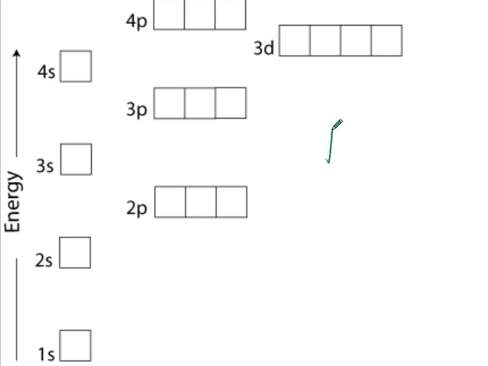Let's look at a nitrogen atom. Nitrogen has 7 electrons. So we'll start at the bottom again. 1, 2, 3, 4 electrons. Now remember, we're going to fill out all the up arrows first. 5, 6, 7. So we've got 1 electron each in the 3 orbitals of the 2p sublevel.